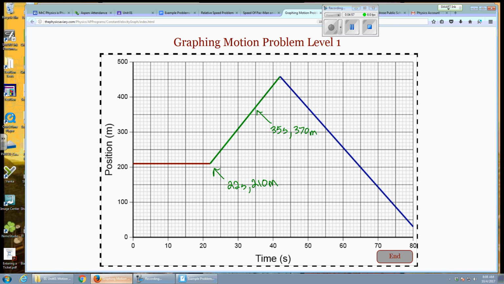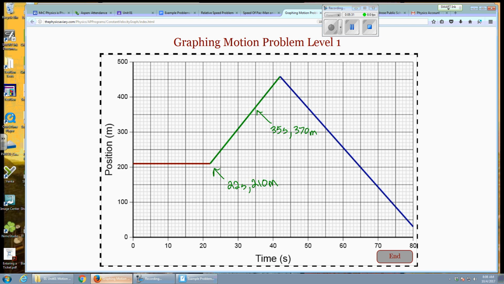Should we do the slope, or do you guys feel you're good on figuring out that slope? Does it matter which point you subtract from which? Always do final minus initial. So always do the larger time minus the smaller time. Yeah, so you can always think of later minus earlier. That'd be a way to categorize them.